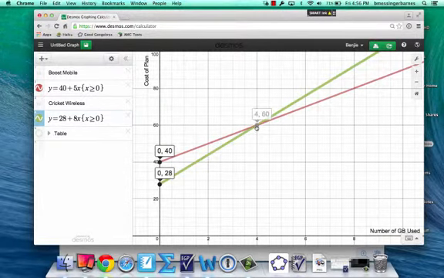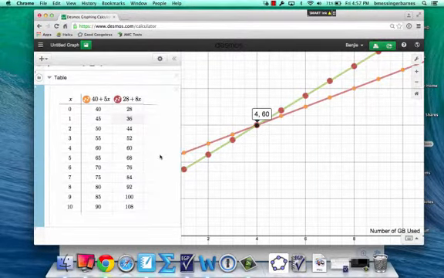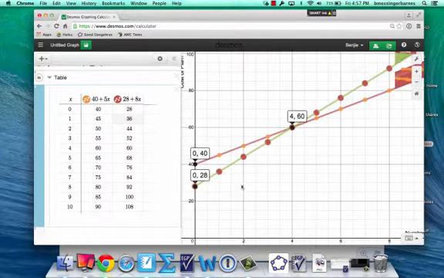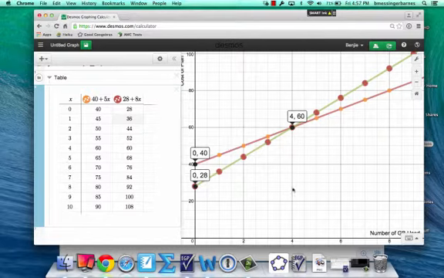When are they exactly the same? You guessed it, right at 4 gigabytes of data when both plans will cost exactly $60. For anything less than 4 gigabytes of data, we see here that Cricket Wireless is going to be cheaper. But for anything more than 4 gigabytes of data, we see that Boost Mobile is going to be cheaper. And we can also confirm this by looking at a table of values. This is nothing different from what we've seen before, but I really want us to be comfortable with being able to discuss these situations using tables, graphs, equations, and inequalities.